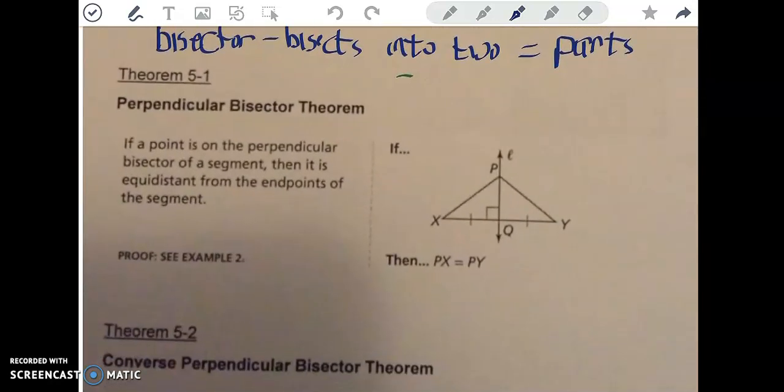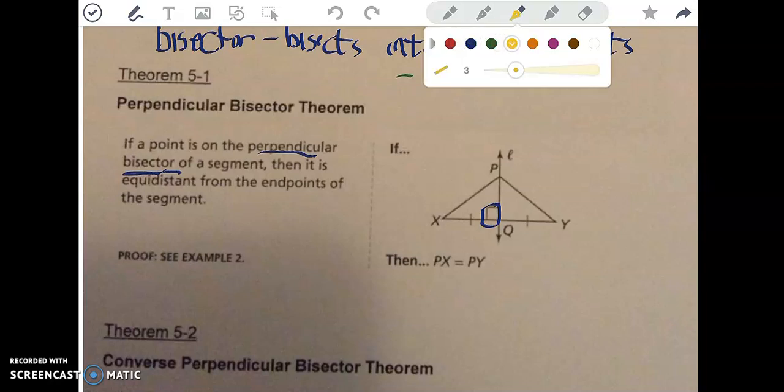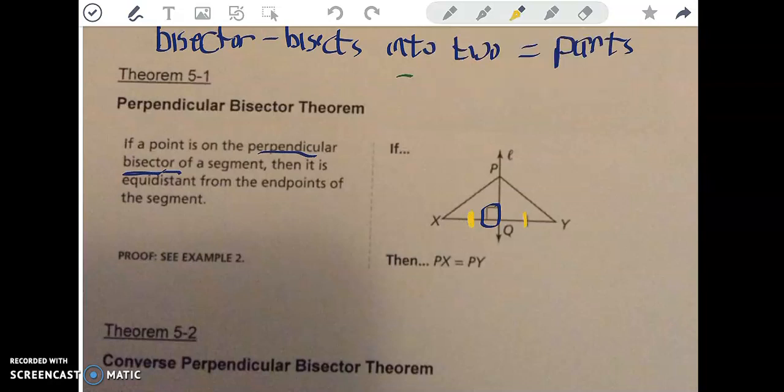Okay, so in the first theorem it says perpendicular bisector theorem. If a point is on the perpendicular bisector of a segment, which also means it's a line that not only bisects but creates a 90-degree angle, we said it right there, then it is equidistant from the endpoints of the segment. So basically that's what those little marks are there for. It's saying this is going to be equal to this. Those little tick marks say that X to Q is going to be the same as Y to Q. They're going to be equal to each other.